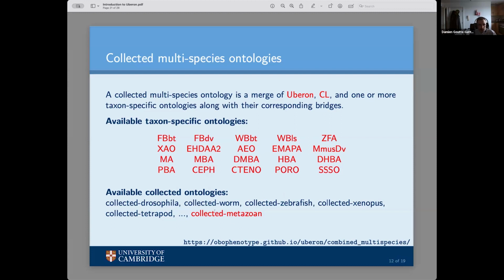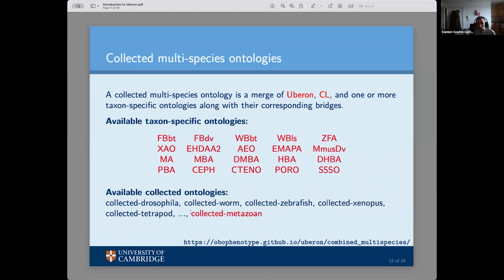So, importantly, collected metazoan is actually the only one of the collected ontologies that we provide in a pre-built form. So if you need one of the other collected ontologies, for example, collected Drosophila or collected worm, for now, you need to build it yourself, basically by cloning the Uberon repository. Make sure that you have all the tooling. Typically, mostly you will need the ontology development kit, and then explicitly ask to build the collected worm, for example, ontology.